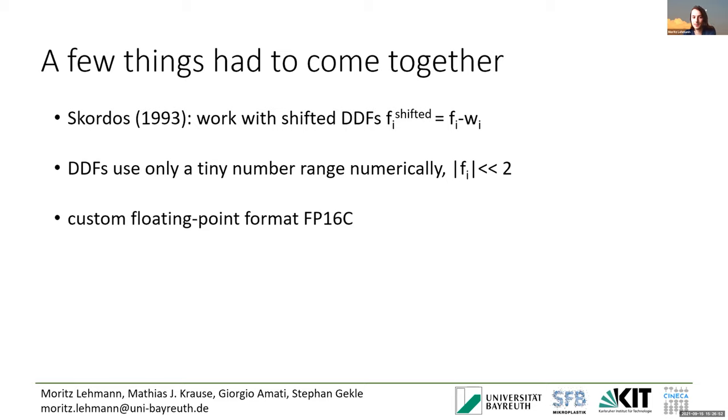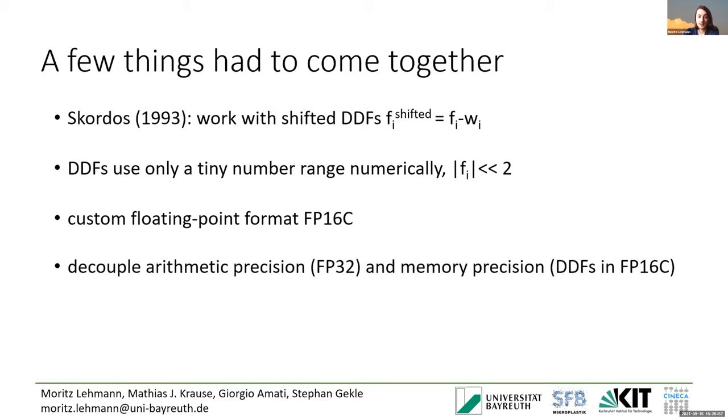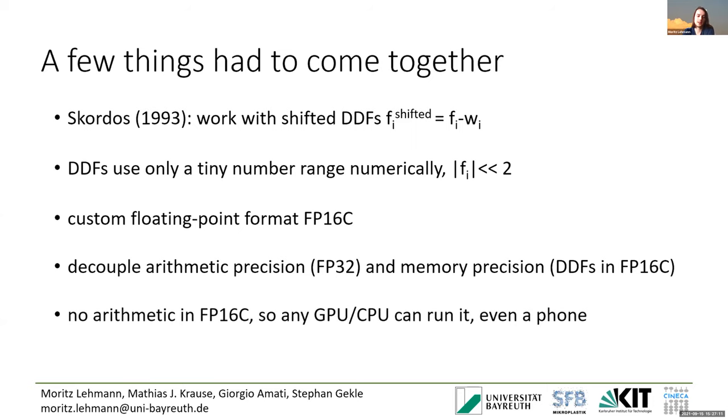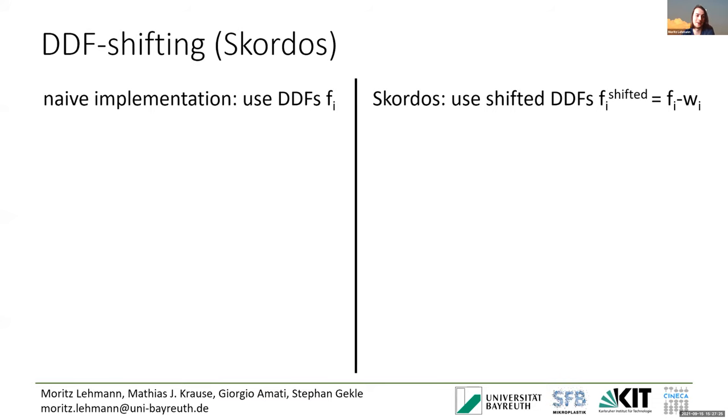Then I experimented with a custom floating point format. And I decoupled the arithmetic precision from the memory precision. So do all of the arithmetic in FP32 and then do the storage of the DDFs in FP16, for example. And since no arithmetic is done in 16-bit floating point, any GPU and any CPU can run it. There's no limitations on the hardware. Compatibility is excellent. And even my mobile phone can run it, as I will show you later.